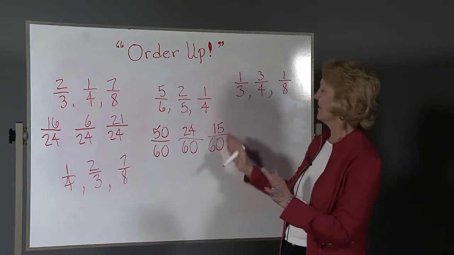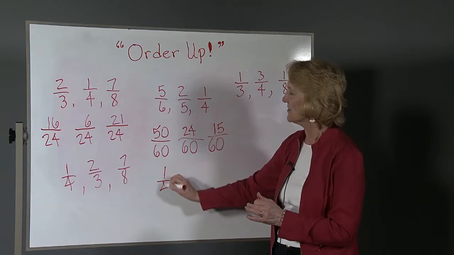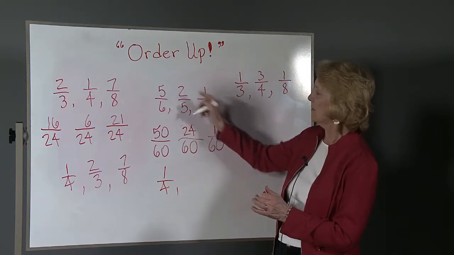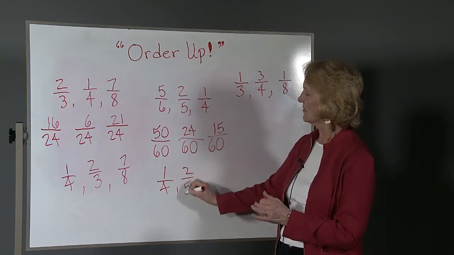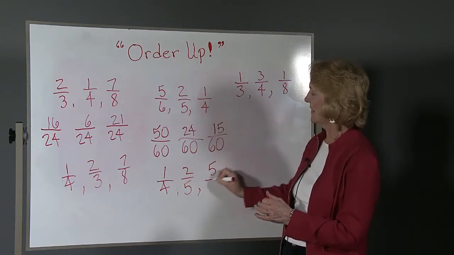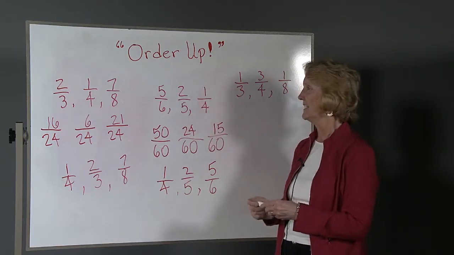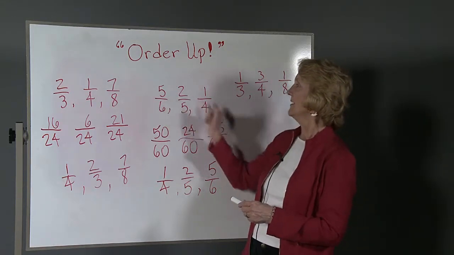Now we put them in order. This is the smallest numerator, so that is the smallest fraction. Then this is the next smallest, so that becomes our next fraction, and of course 5/6 has to be the last one.